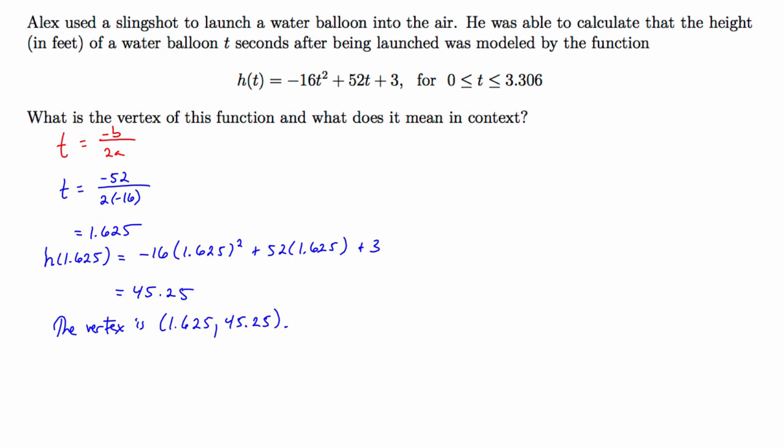The second part of this question is to now interpret what this means in context. To do so, we need to interpret what both the t and the h of t values represent. The original problem told us that the t values were being measured in seconds, and we're talking about how long after the water balloon had been launched. So 1.625 as a t value means 1.625 seconds, while 45.25 is an output value, or a y value, and this function we were told calculated the height in feet. So 45.25 means 45.25 feet. So to put this into context, we could say 1.625 seconds after being launched, the height of a water balloon would be 45.25 feet.